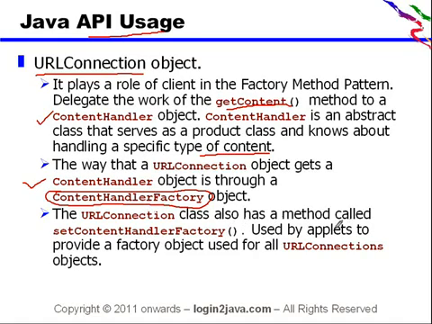The URLConnection class also has a method called setContentHandlerFactory. So using this setContentHandlerFactory, you can change the factory also, which is actually very useful in applets, to provide a factory object for URLConnection within the applet, for the applet factory. So if you go into detail of URLConnection, you will understand properly how this factory method is working over here.